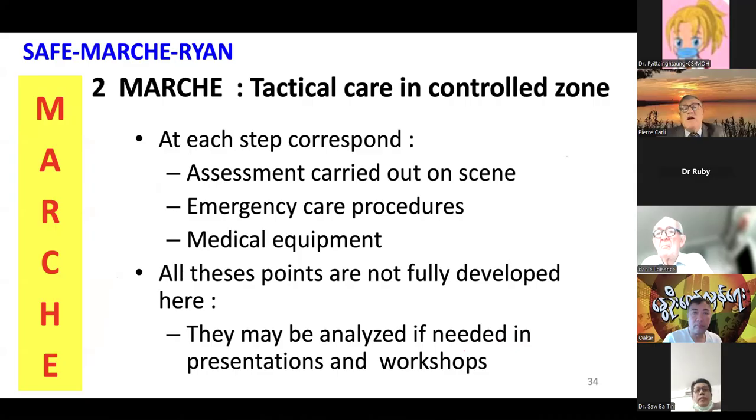The second step is probably the most important. We will not develop it in detail today because I have told Dr. Oka that it will be 45 minutes, 1 hour max today. But the aim at each step of the second point is to assess the situation, to take the adapted emergency care procedures, and to use medical equipment that may be nothing or more sophisticated, depending on the place you are and the facility you can use. If these points interest you, we can develop them in further courses in detail.